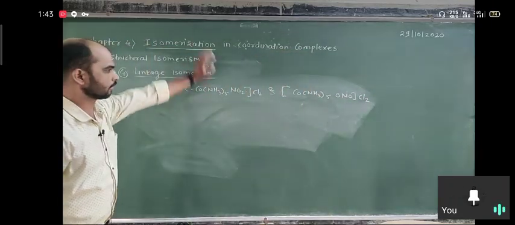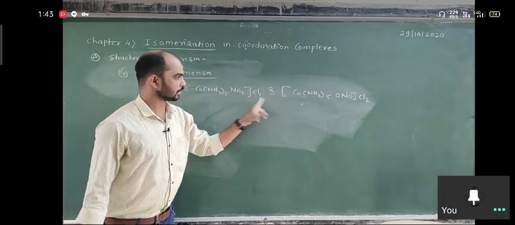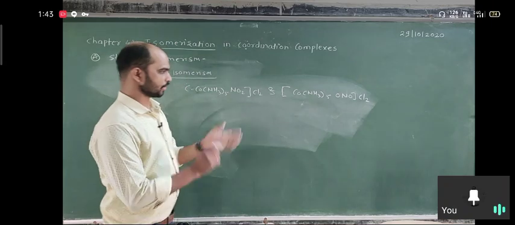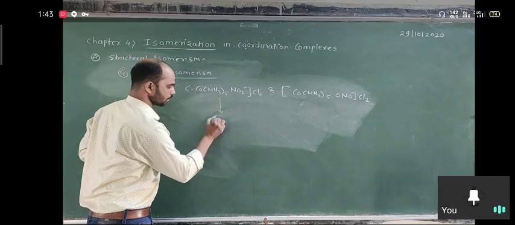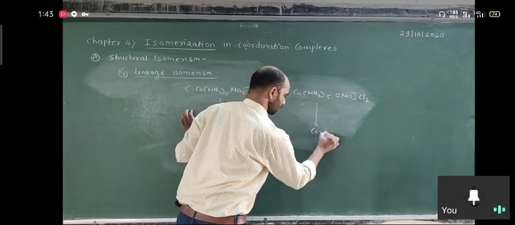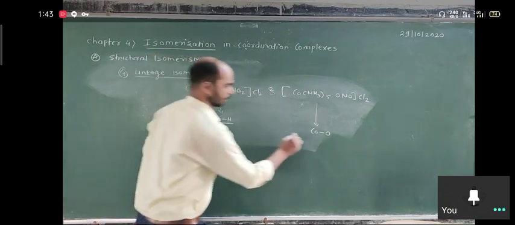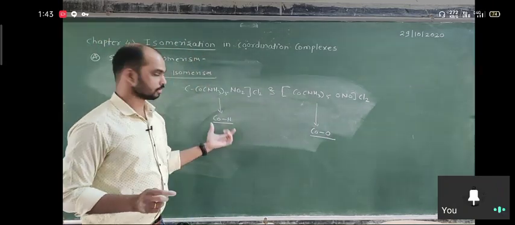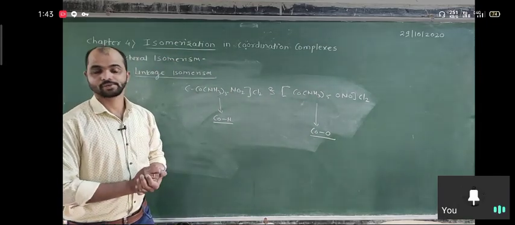Okay, so let us see here. Both have the same molecular formula: cobalt, 5NH3, Cl2, NO2. Again it is NO2, but the molecular formula is the same. But what is the difference? In the first example, nitrogen is attached to the cobalt, so this type of linkage is formed, Co-N. But here the Co-O linkage is formed. So both have different linkages with this ligand, so both are linkage isomers of each other.